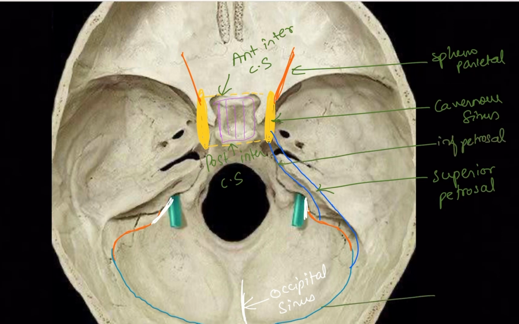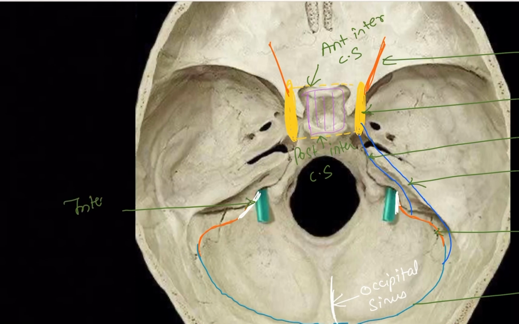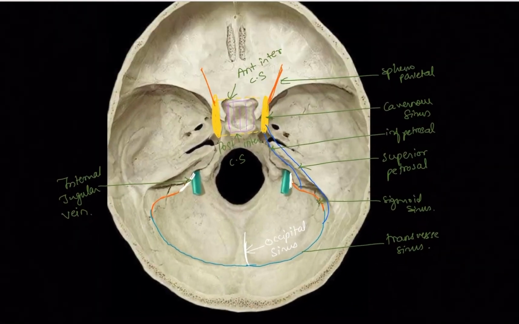Then you have this as transverse sinus. Occipital, I've named it with white color. So don't forget that. Transverse sinus. This orange is sigmoid sinus. And this white is what? I'll write it on this side. Internal jugular vein. And the internal jugular vein in the beginning is dilated. And the dilated part is known as what? Jugular bulb. Understood? So this was all about dural venous sinuses.